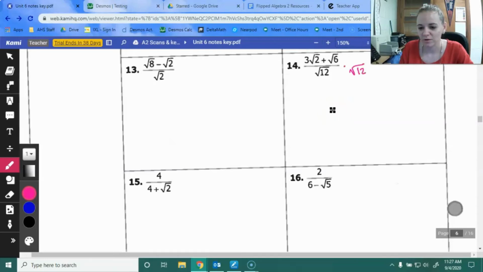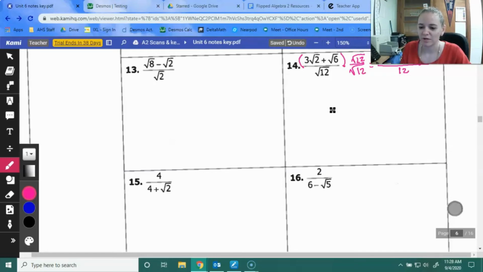Now, you might be wondering, oh, can I split this up and do this grouping over this grouping? And no, you cannot do that. You cannot split up any binomials or anything like that with just the denominator. That doesn't work. So don't do that, okay? Multiply by radical 12 over radical 12. So the denominator will just become 12, of course. However, the numerator, we now have a monomial times a binomial, and that means we've got to treat it like distributive property, okay? So we do have to do that.